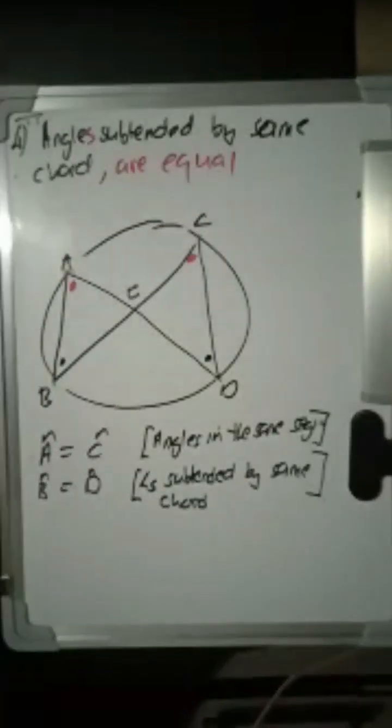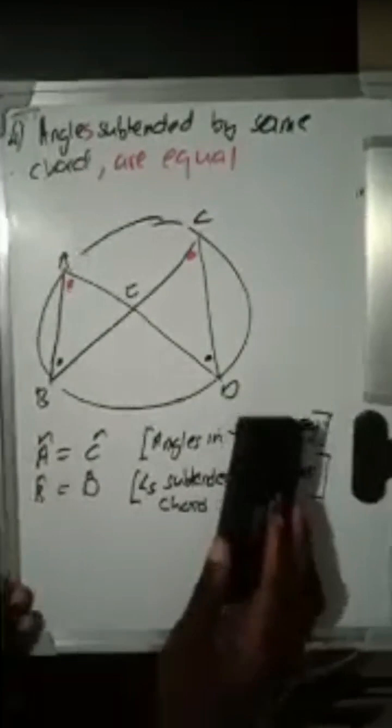Okay, then another one, guys, that we can actually get from there is not from this one. This one is now a bit independent, right? It's the one that says equal chords subtend equal angles. Okay, what do we mean by that?